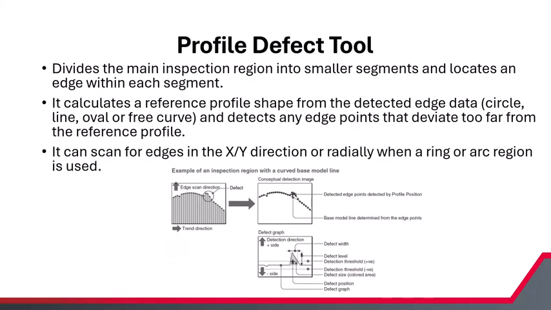The profile defect tool also divides the main region into many smaller segments and locates an edge within each segment. It then calculates the reference profile shape from the detected edge data, which can be a circle, line, oval, or free curve, and detects any edge point that deviates too far from the reference profile. It can scan for edges in the X and Y direction or radially when a ring or arc region is used.